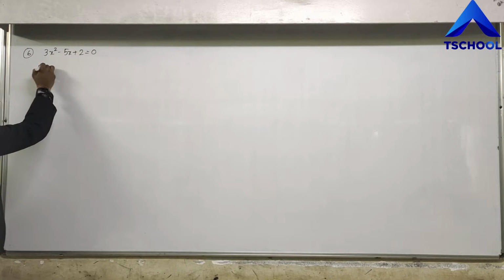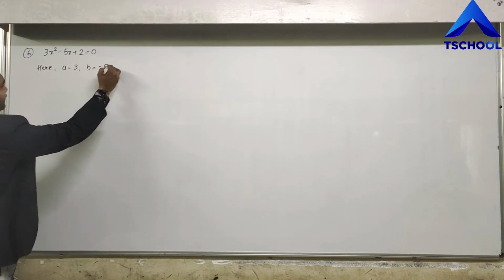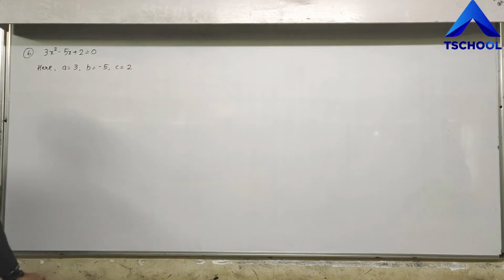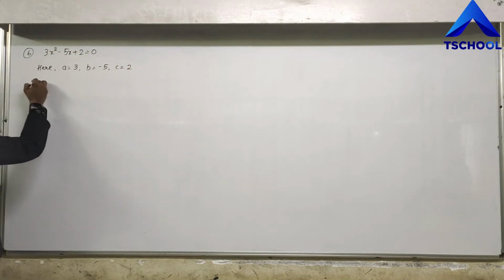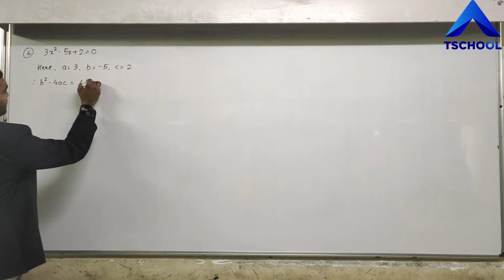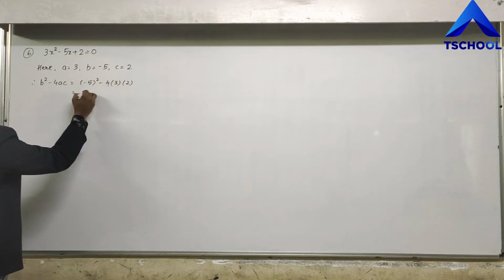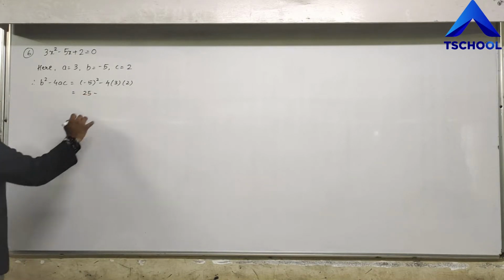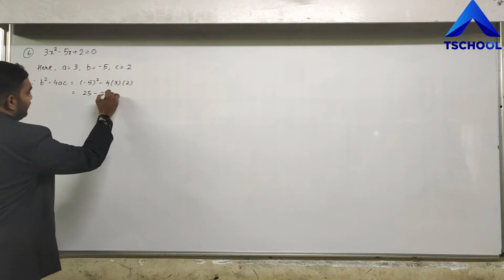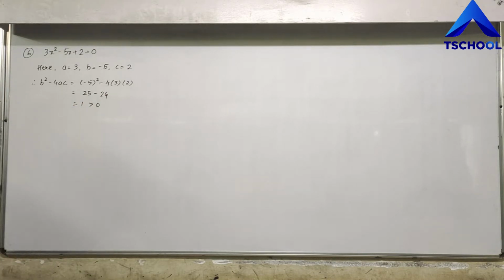So first of all, here we have a equals 3, b equals minus 5 and c equals 2, right? Therefore first of all what we shall find out is b square minus 4ac, that is minus 5 square minus 4 into 3 into 2, that is 25 minus 24, which is equals to 1. Now see, this 1 is greater than 0. If this is greater than 0, that means the roots here will be real and distinct.